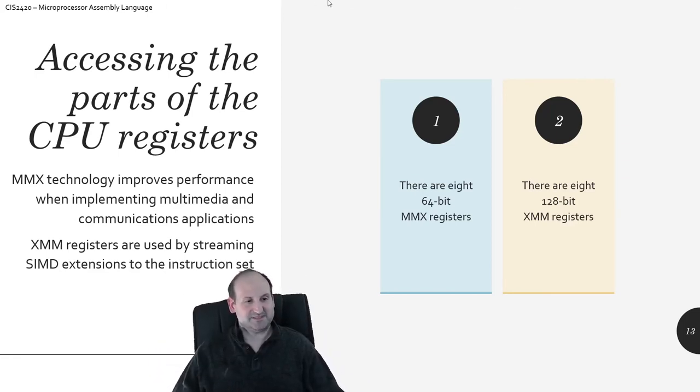But there are 8 MMX registers in the 64-bit, and there are 8 128-bit XMM registers that can do all sorts of multimedia communications and all sorts of stuff. Much more complicated stuff than we're handling here.